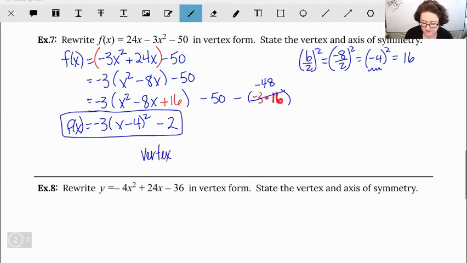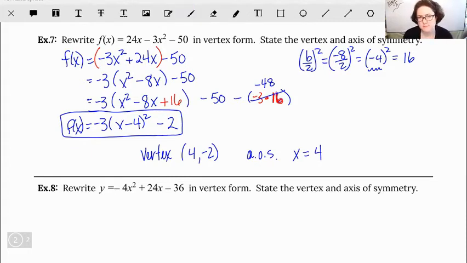So our vertex is going to be at the point 4, negative 2, because we would have had to move to the right 4 and down 2. And then our axis of symmetry, which you might sometimes see me abbreviate like this so I don't have to write everything all out, is always going to be that x value from your vertex. So that's x equals 4.